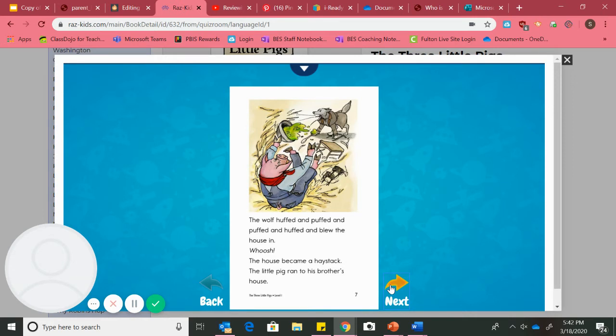Okay, on this page, it says the wolf huffed and puffed. It didn't say I huffed and puffed. It didn't say we huffed and puffed. It also says the little pig ran to his brother's house. So those are other clues to tell us this is the author who is telling this story.